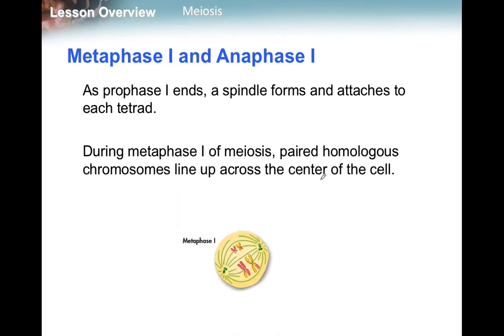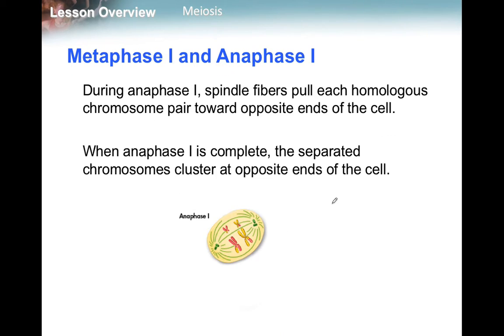So once they go through crossing over, we're going to go through the usual steps. Metaphase, M for middle, they'll meet in the middle. Anaphase, A for away, so they'll be split apart. It's the same as mitosis.